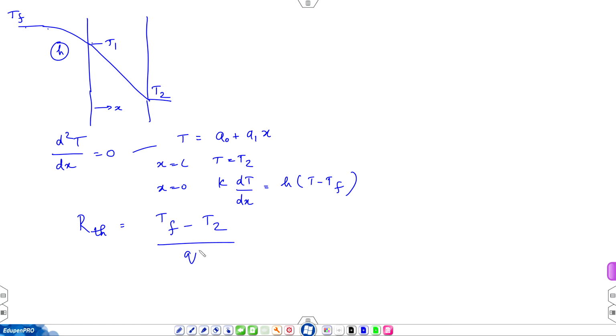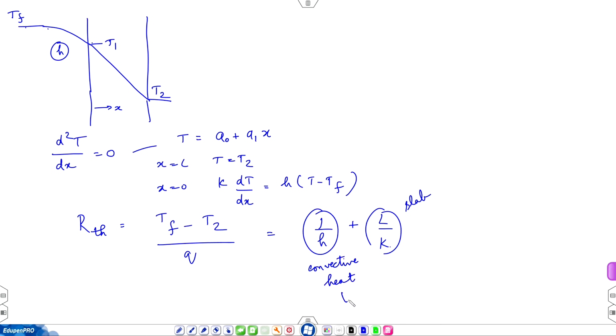Okay. So, when you do the calculation, it will turn out to be 1 over h plus L over k. Okay, so, this L over k arises from the slab and 1 over h arises from the convective resistance. So, how will you get this result? You just have to find A0 and A1 and then substitute, and Q is equal to minus k dT/dx anywhere in the slab.